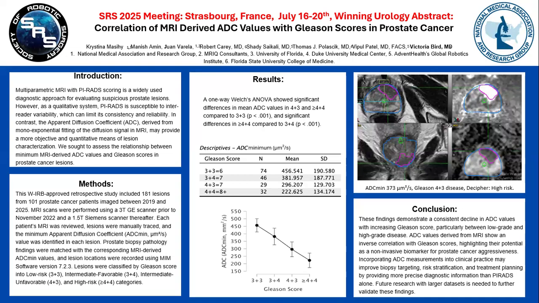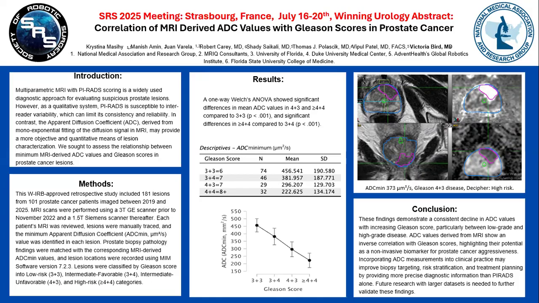This abstract was actually of great interest, and one of the urologists from India expressed how excited he was in possibly using this technology to identify ADC values, not only in prostate cancer, but also in kidney cancer. So this study includes 184 lesions.